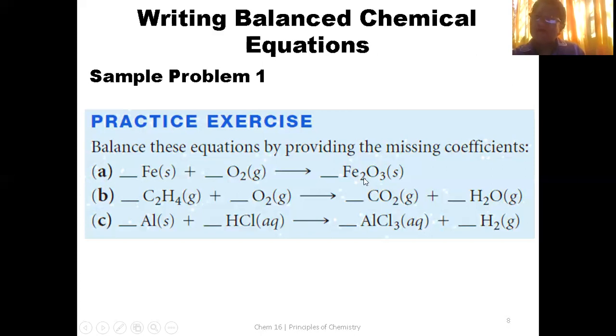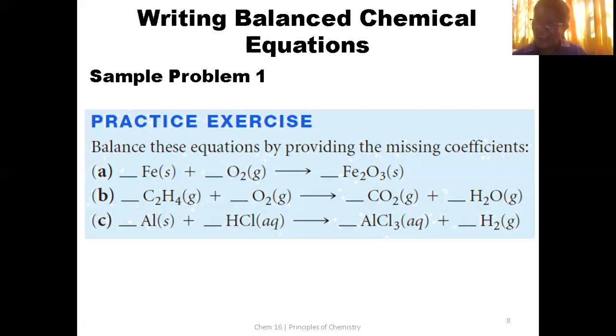How many atoms of iron here? 2. And how many oxygen? 3. But in the product we have, the reactant has 2 and the product here is 3. To make it balanced, you just crisscross. The 3 times 2 is 6, and the 2 times 2 is 4. So there will be 4 atoms of iron for your coefficient. Then 2 times 3 is 6. So your oxygen in the product is 6, and your oxygen in the reactant is 6.